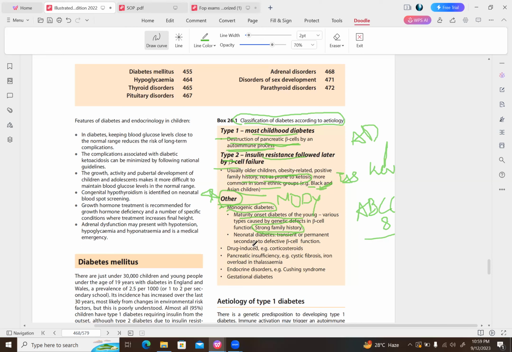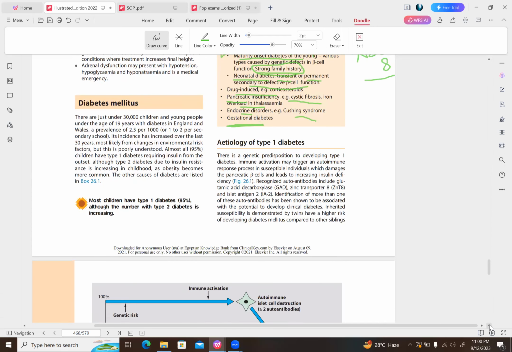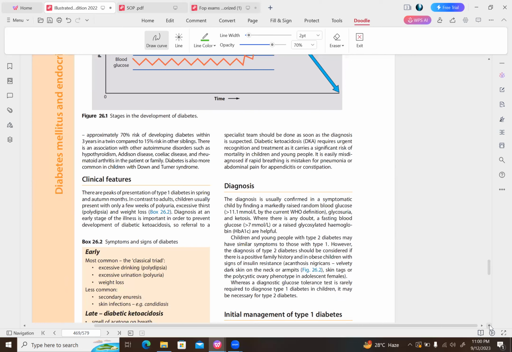So what are the other types? One is the monogenic. Others are neonatal diabetes, which is transient or permanent, secondary to defective beta cell production; drug-induced, secondary to corticosteroids; pancreatic insufficiency like in cystic fibrosis; iron overload in thalassemia; endocrine disorders such as Cushing's syndrome; and gestational diabetes. Okay, this is about the types of diabetes. So with one question I have covered so many. Type 1 is more common than type 2.